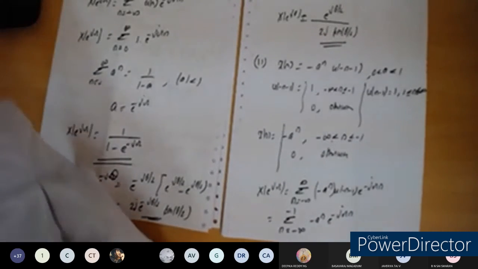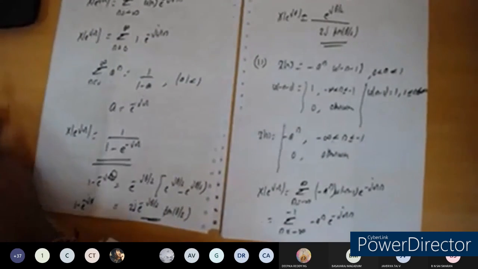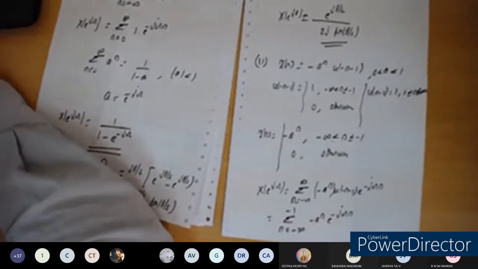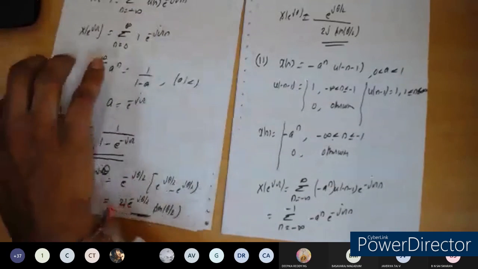Change and evaluate this one, and try to solve this problem as a homework. Any doubts? Any doubts in this one? No, sir. Okay, try to solve this problem as a homework.